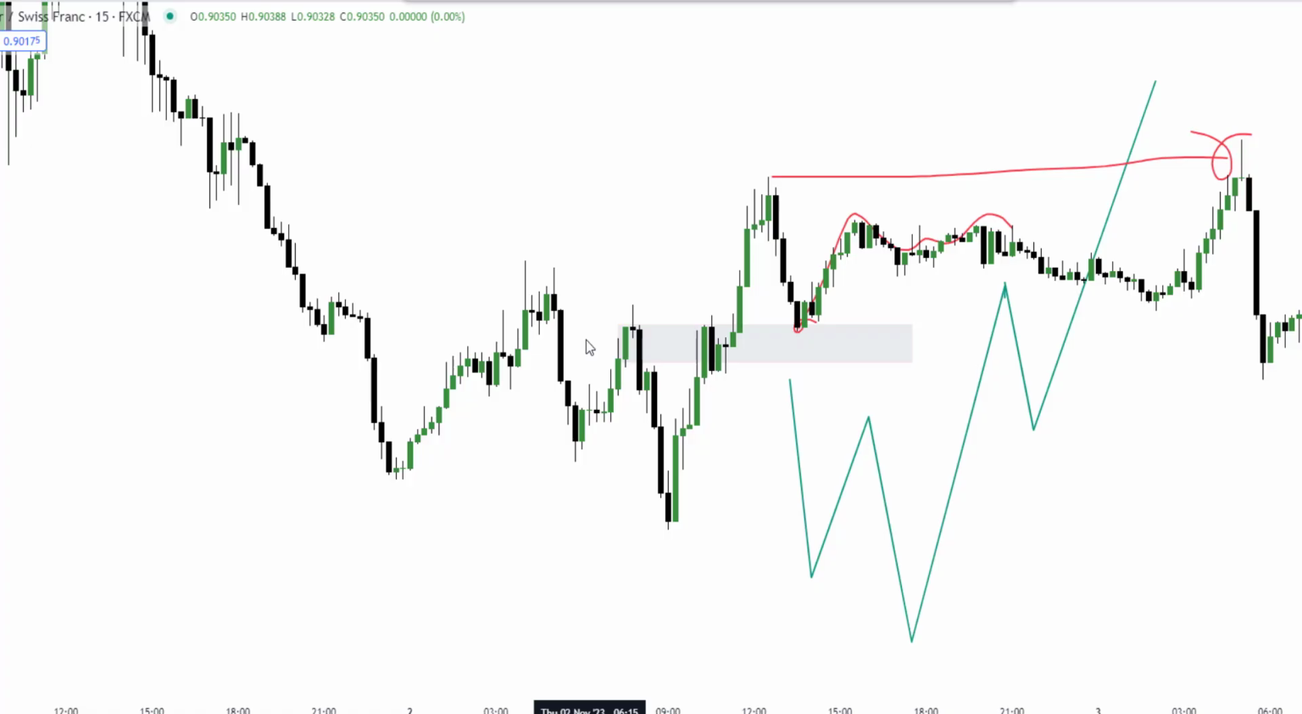In the next video, I will show you more of the institutional reference points, and you will learn more about breaker block in the training ground.